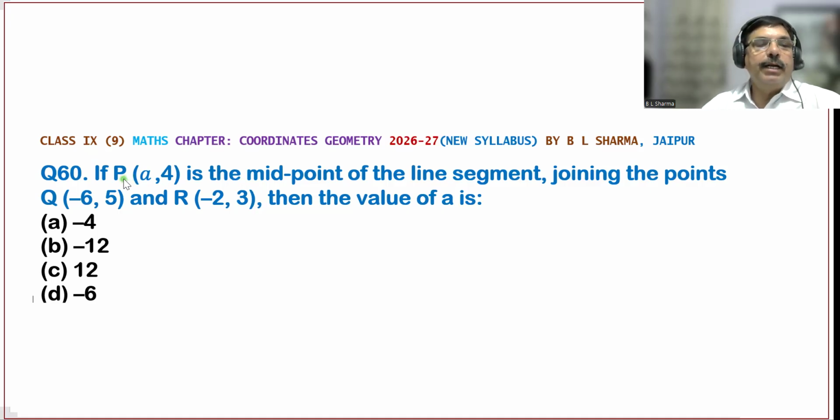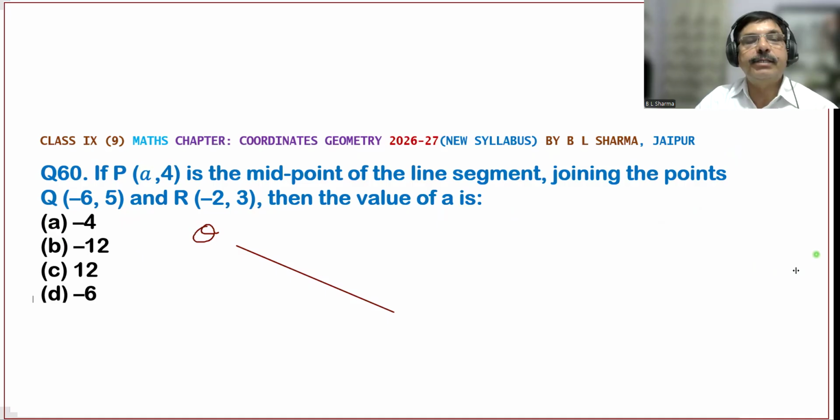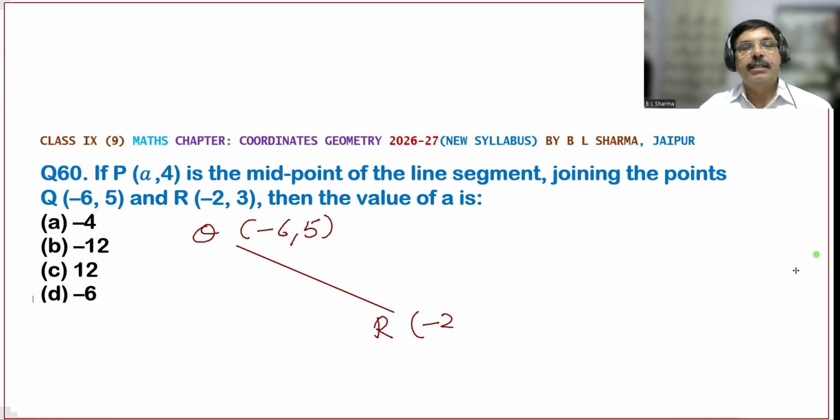A point P with coordinates (a, 4) is the midpoint of the line segment joining the points Q and R. The coordinates are given, and then the value of a is. Q and R form a line segment whose coordinates are given, and P is its midpoint. We have to find the value of a, meaning the x coordinate of point P, the midpoint of Q and R. The endpoints are Q, that is -6, 5, and R, that is -2, 3. The midpoint is point P with coordinates a, 4.